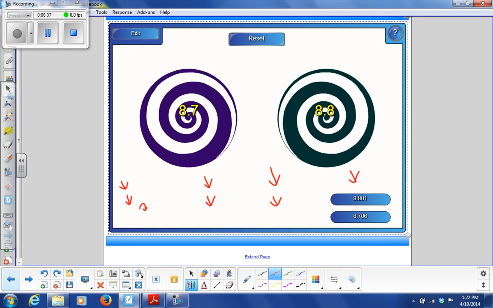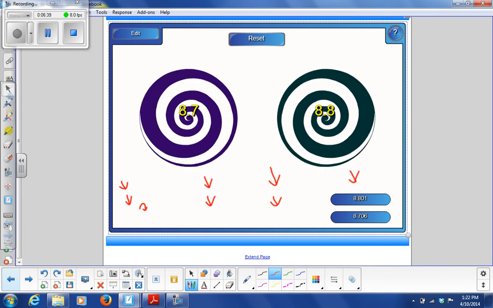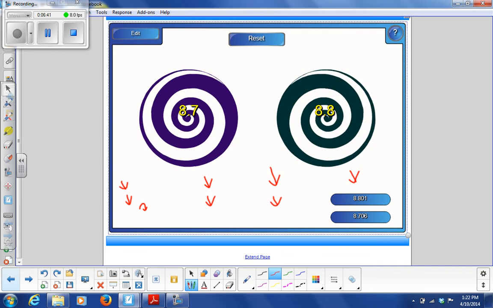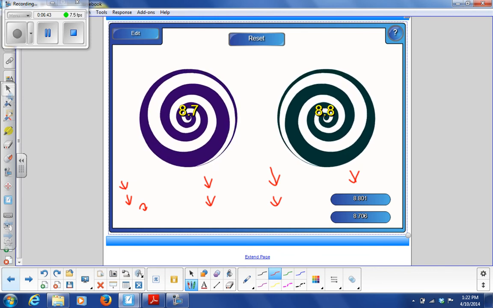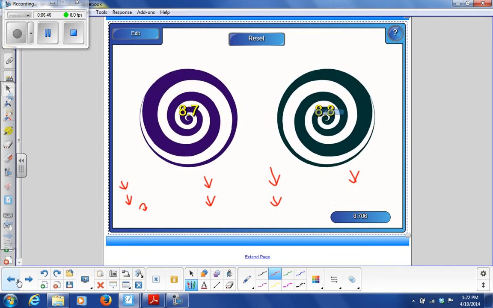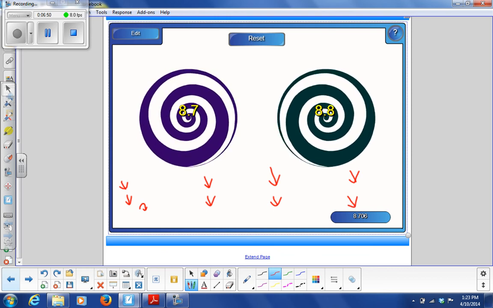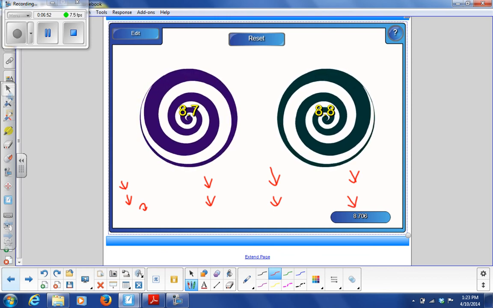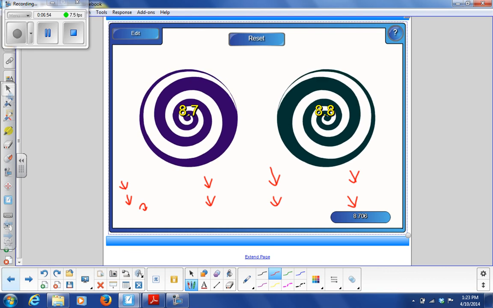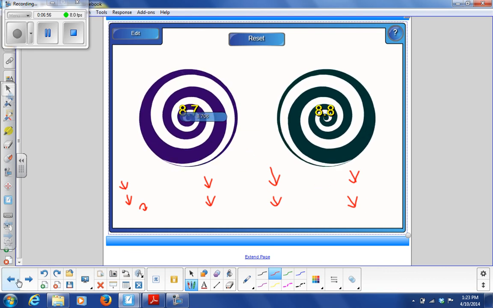Okay, take a look at these last ones. 8.801. I'm going to look next door to the 0. 0 is obviously less than 5, so I'm not going to do anything to that 8. It'll be 8.8. And 8.706. I'm going to look next door to the 0. 0 is less than 5, so I'm going to leave it alone, and it'll be 8.7.